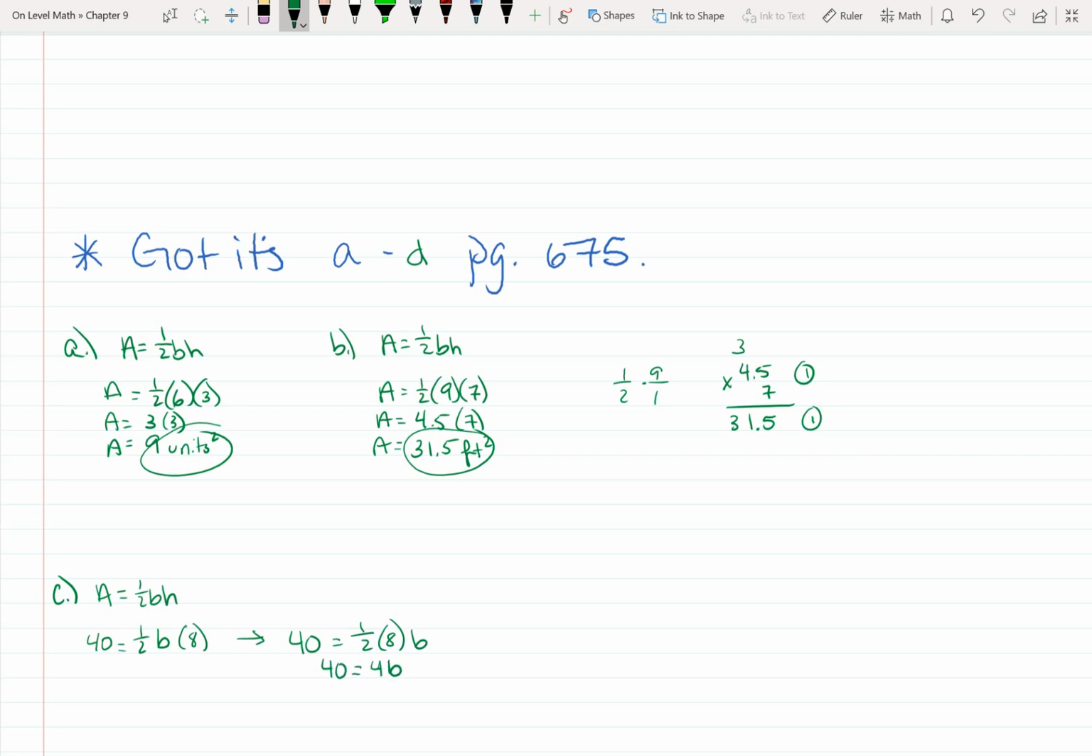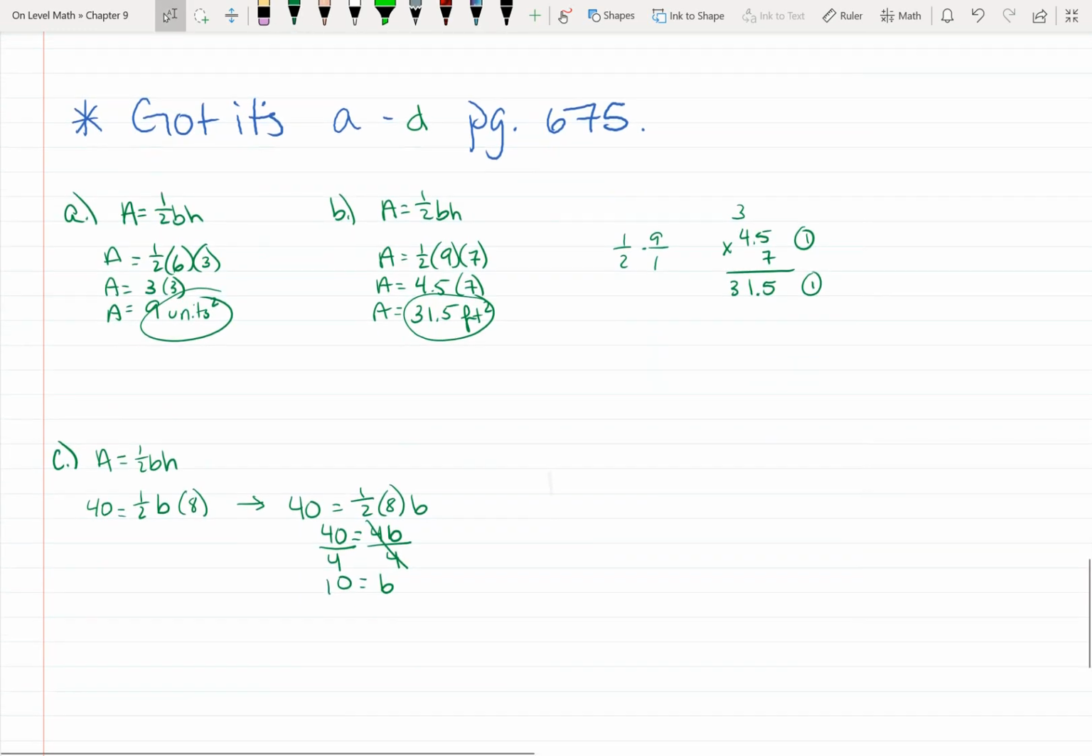I need to use inverse operations to solve, so 4 times B, which means I need to divide both sides by 4 in order to isolate that variable. 40 divided by 4 happens to give us 10. And it's not just 10, it is 10 meters. A, B, C, D. Alrighty.